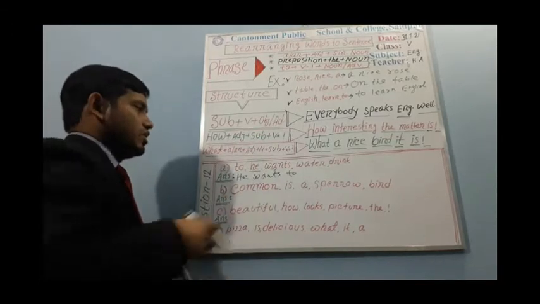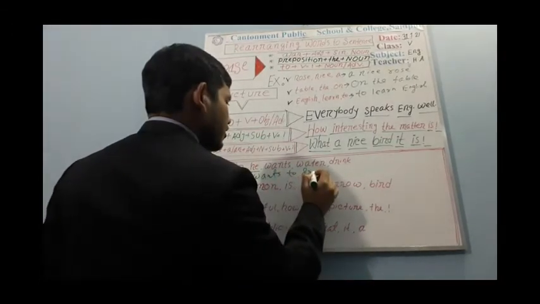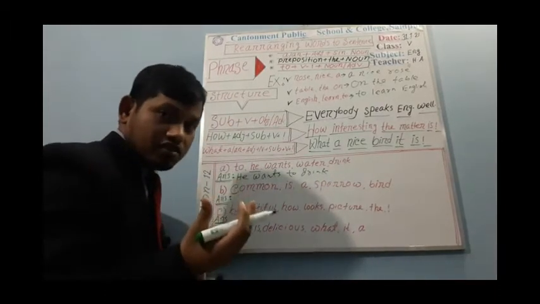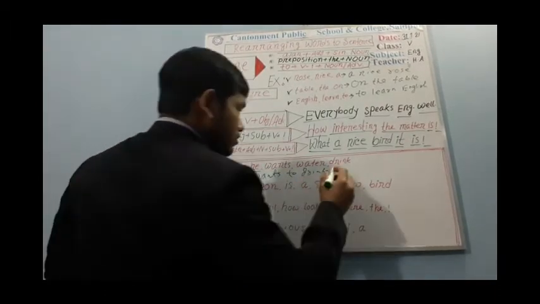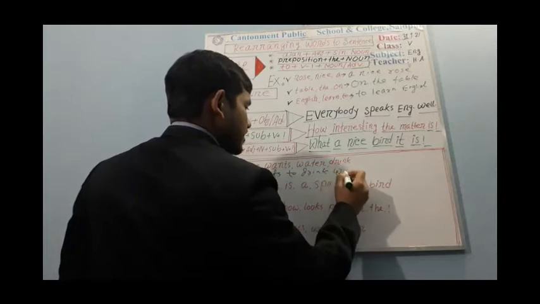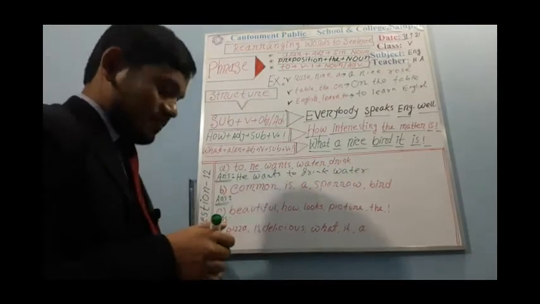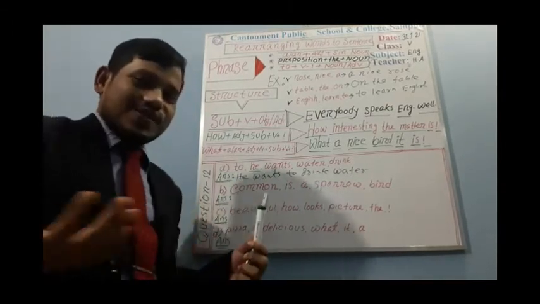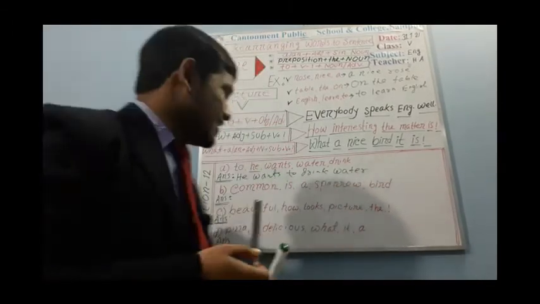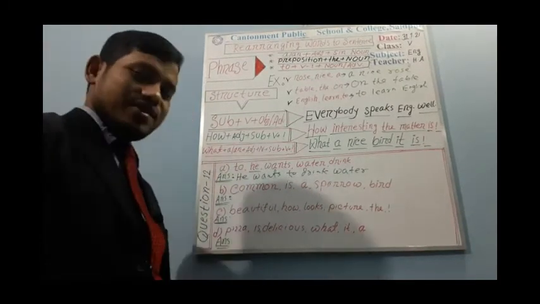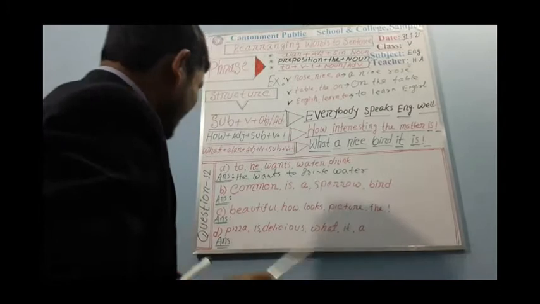Verb 1. Here it is drink. To drink. After drink, what? Drink is also a transitive verb. After drink, we should use an object. Here the object is water. Now, very amazing. We have already made a sentence, right? This is now meaningful. He wants to drink water. How beautiful is it? Very nice, learners.